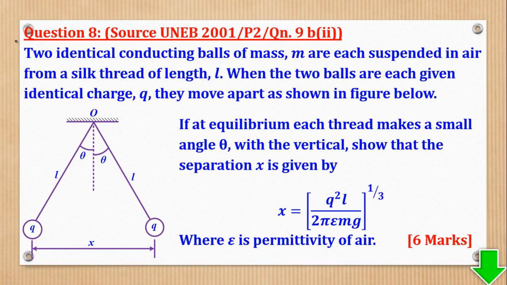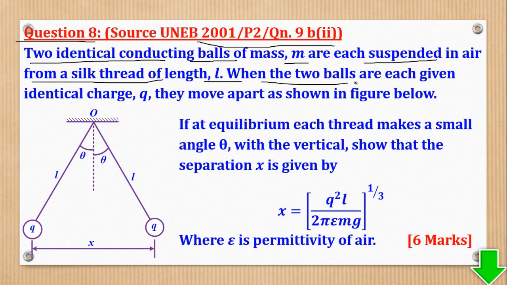That was question 7. Now we shall go to question 8, which came from UNEB 2001, paper 2, question 9b, Roman 2, and says, two identical conducting balls of mass m are each suspended in air from a silk thread of length L. When the two balls are each given an identical charge of Q, they move apart as shown in the figure below. So it's the diagram.